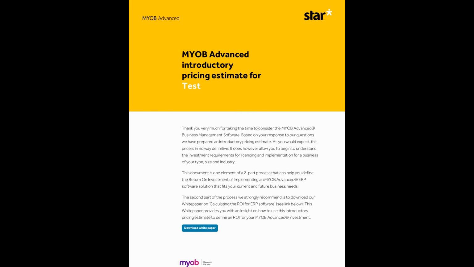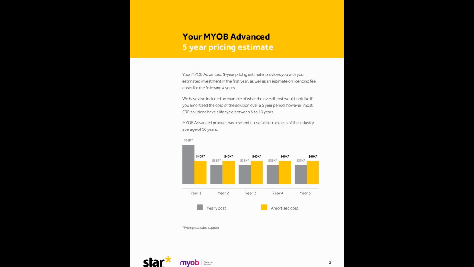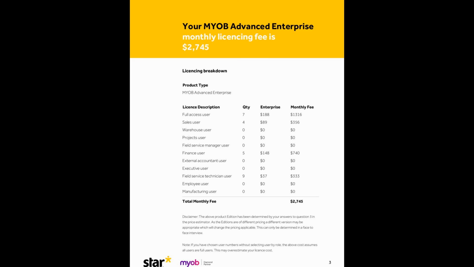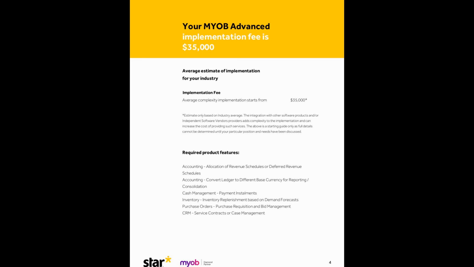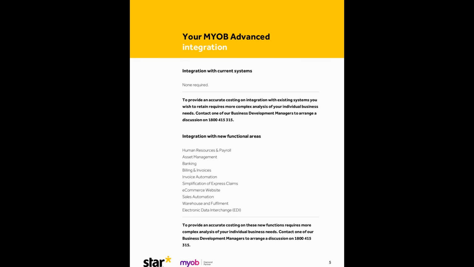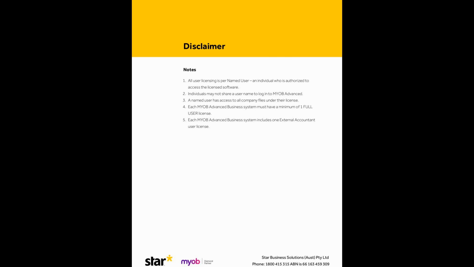Almost done. A personalised report similar to this one will now be prepared based on the information that you have supplied and will be emailed to you. The report provides an introduction, 5-year pricing estimated on a yearly cost and an amortised cost basis. The monthly licensing fee estimate broken down into user types if you've selected that option. An implementation cost estimate based on Australian averages. A listing of the product features you have selected, details of any products and functional areas you would like integrated with MYOB Advanced, and a return on investment checklist.